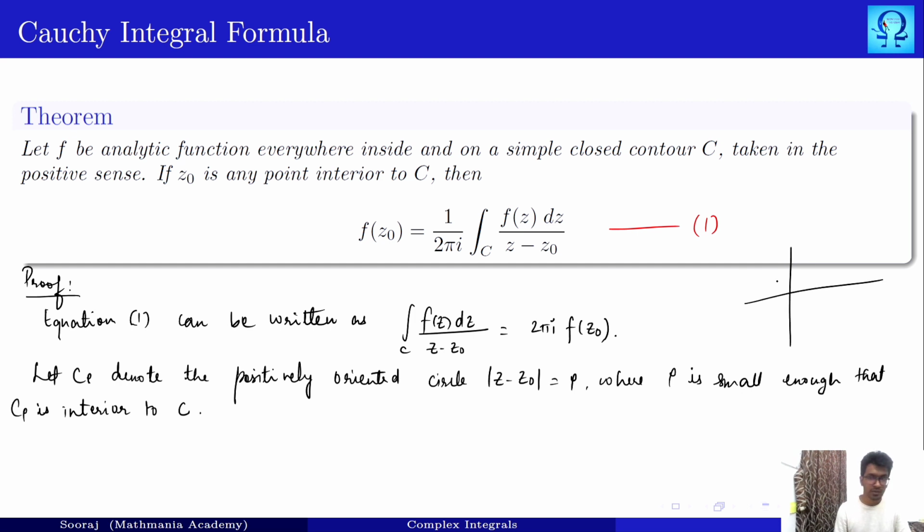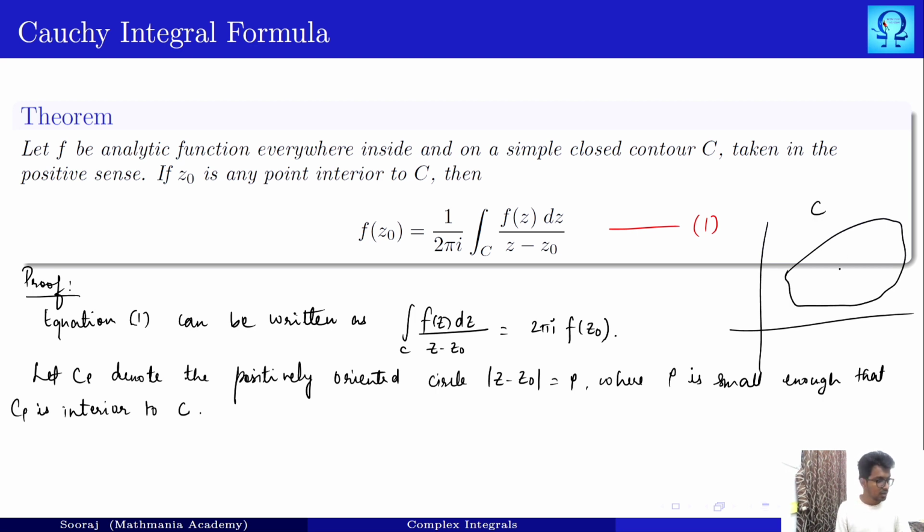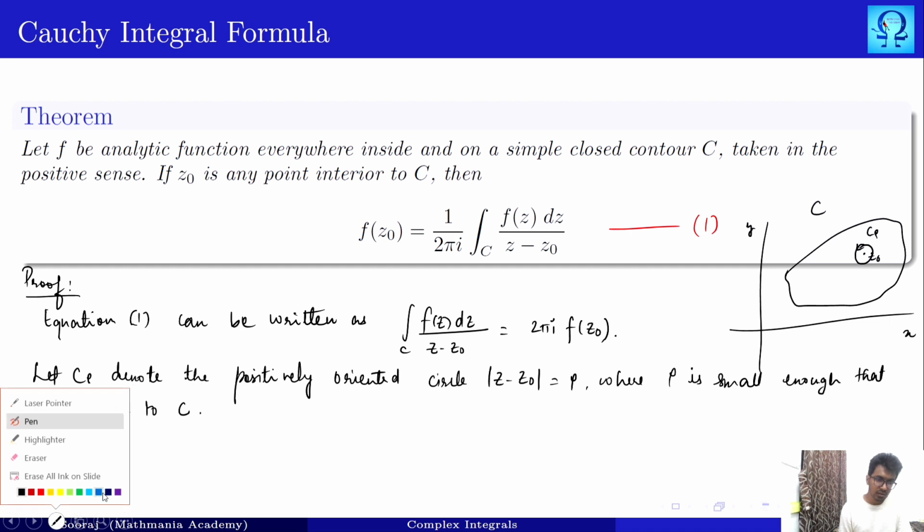Suppose this is your closed contour C and this is your point z naught somewhere inside it, you will have to choose rho in such a way that this circle is completely inside C. Okay, we'll have to take it in this way. Take this as X and this as Y.